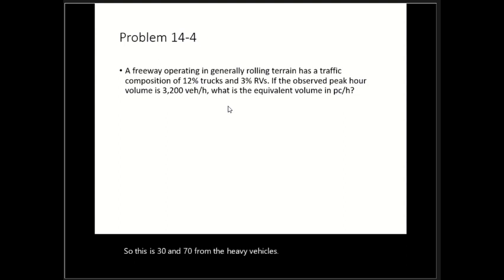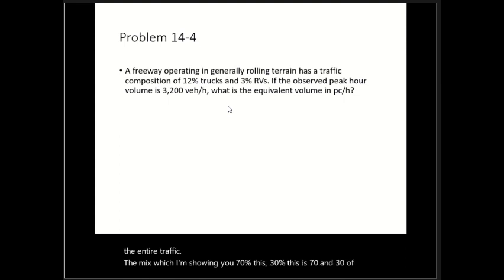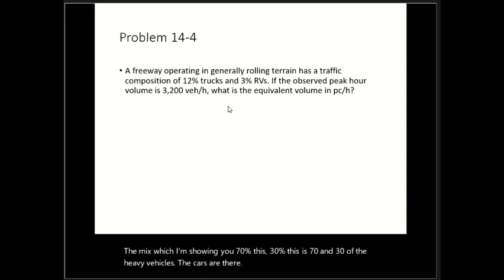So if I say my traffic has 10% trucks, and I say 30% single unit and 70% trailer trucks, this is 30 and 70 of that 10%, not the whole traffic. There is no road in the world which has only trucks. So the mix is from the percentage of heavy vehicles. It's not for the entire traffic. The mix which I am showing you is 70 and 30 of the heavy vehicles. The cars are there. Got it or not? Clear?